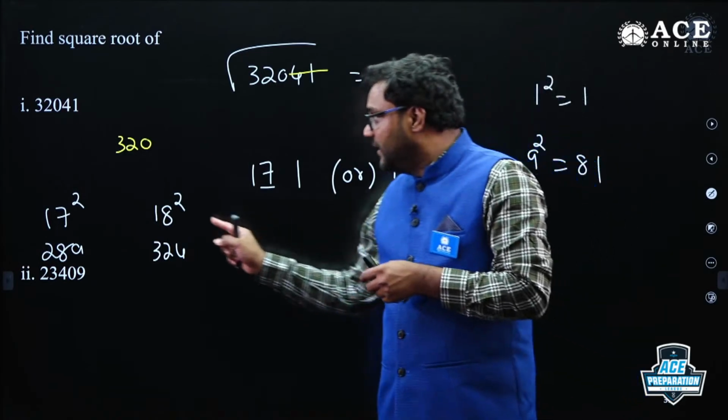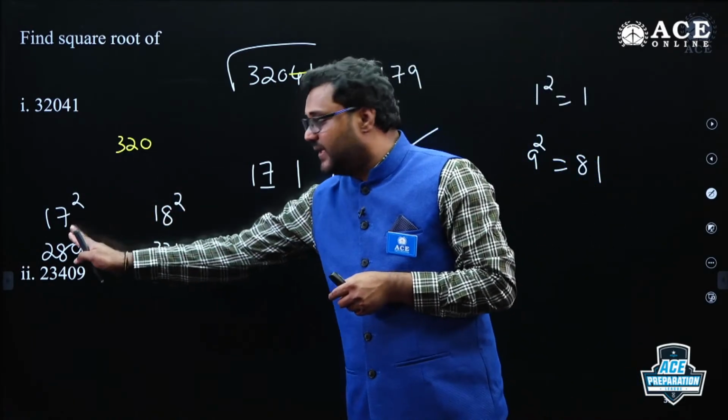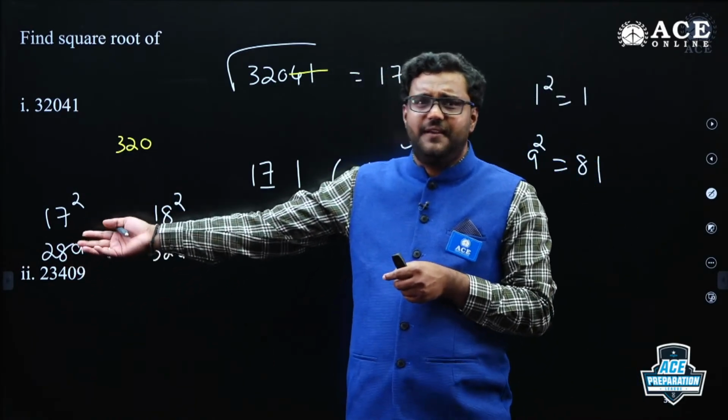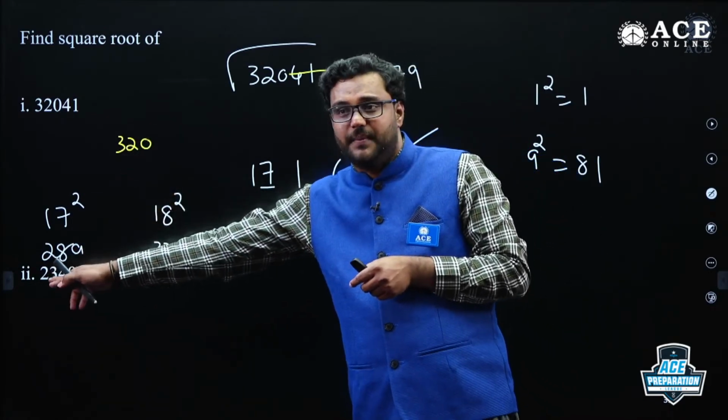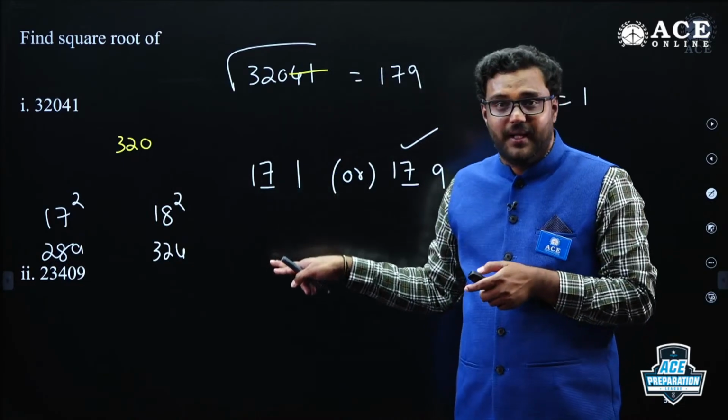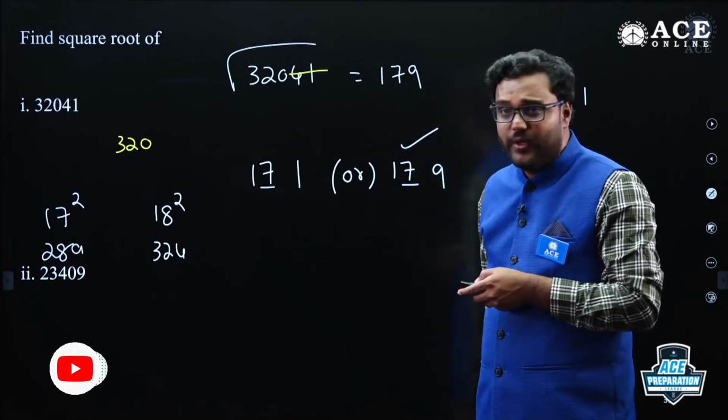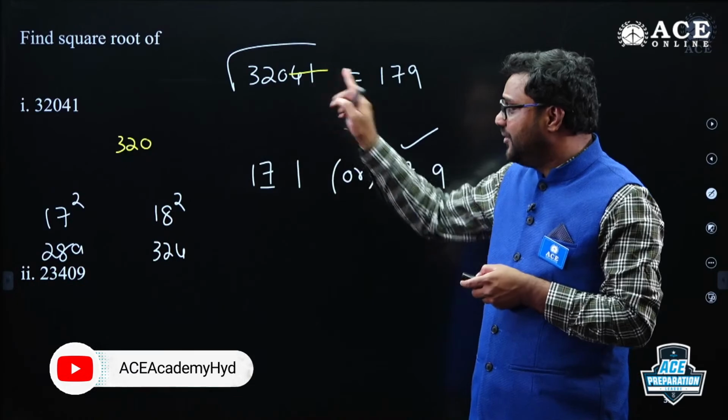If suppose this one is closer to the lower one, that is a different scenario. Then we should take 171 like that. We'll have one more example related to that. This is how you should do square root.